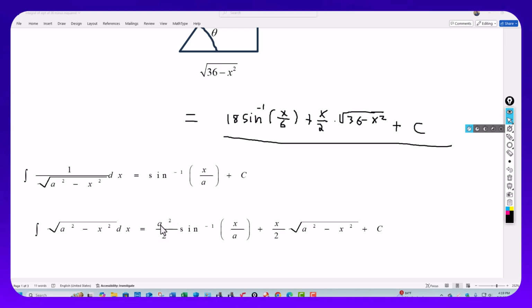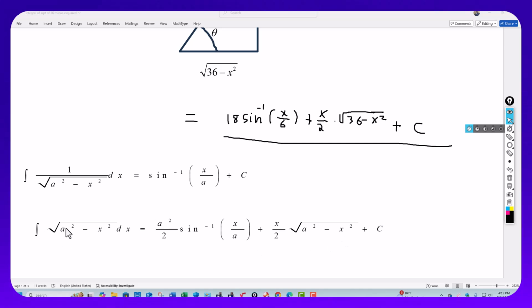Now in our case, the a squared was 36 divided by 2 gave us the 18. And then it was sine inverse of x over a. So we had the x, and this was 36, or 6 squared. So this was x over 6, and we got this answer here. And then it was plus x over 2. Okay, x over 2. There you have it. And then the radical, the square root of, in our case, 36 minus x squared.